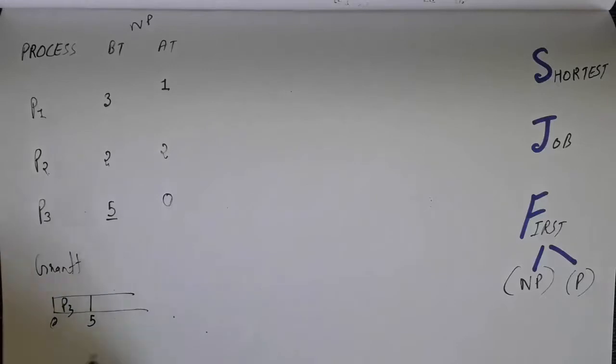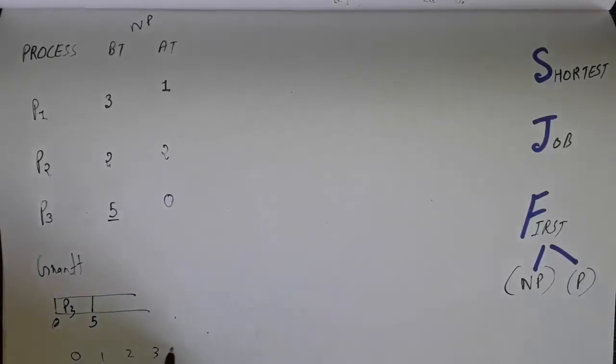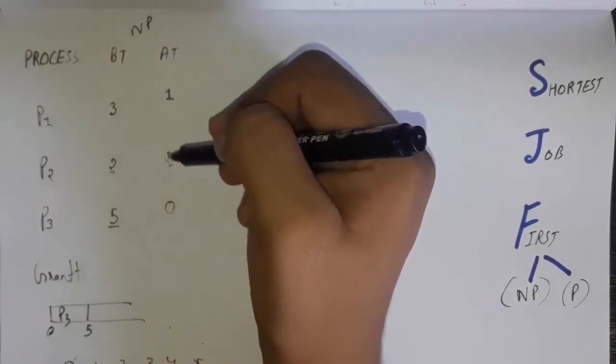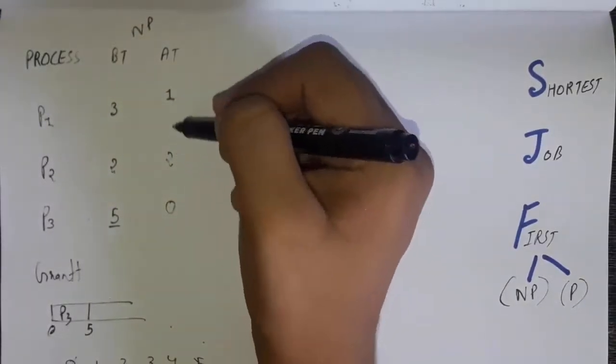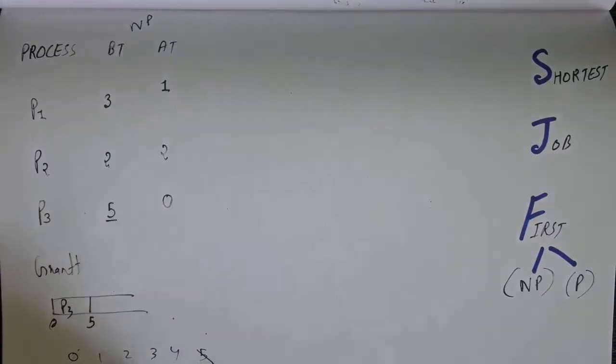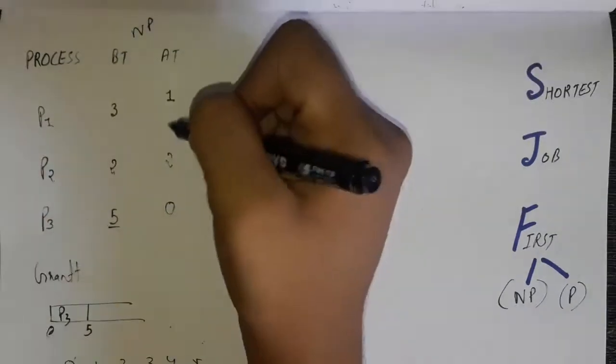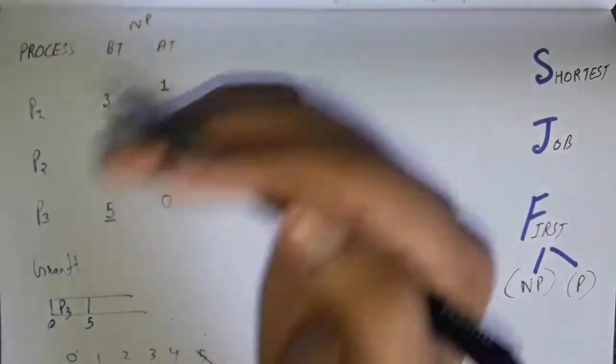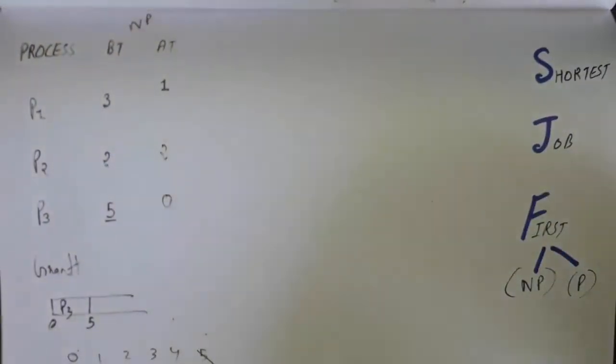Now when we reach 5, you can see 1, 2, 3, 4, 5. We were on 0 and now we are on 5. So there are 4 time points of processes arriving. You can see both processes P1 and P2 have arrived, because we are already at 5. Now we have to select the process which has the shorter burst time, because this is shortest job first.